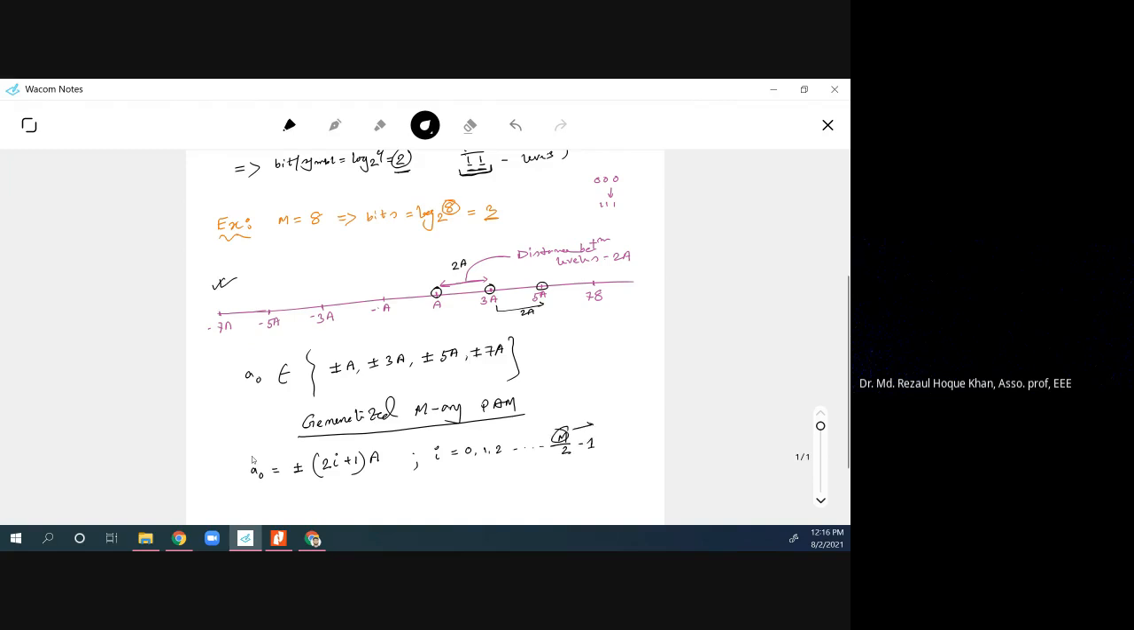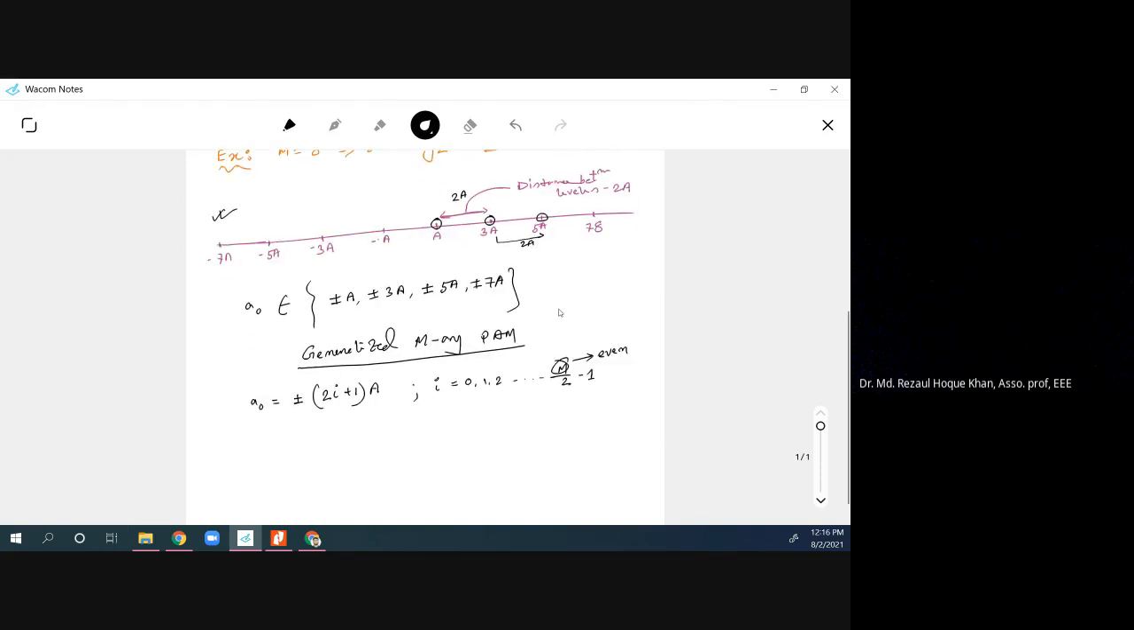The condition is that M is an even value. Otherwise, you cannot divide it by 2, right? So for a generalized M-array system, M is an integer. Our evaluation system will be the same as all the previous systems. The way we did it, we also try to evaluate this scheme the same way.